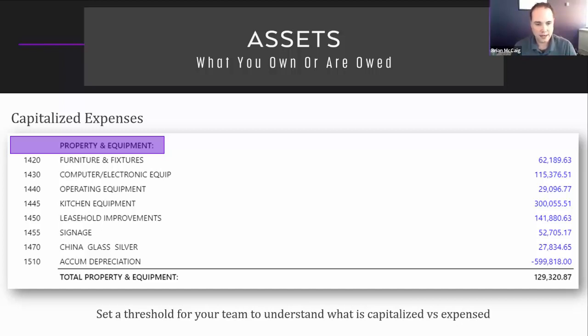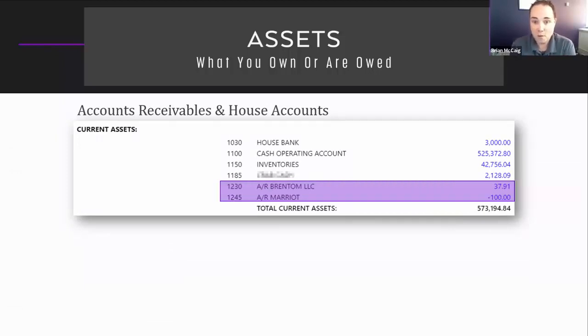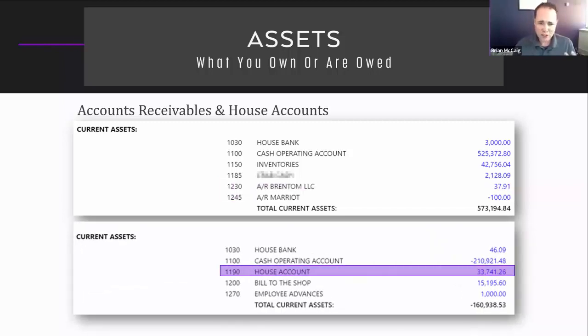Another good example of an asset for a restaurant are accounts receivable. So a lot of people are familiar with this term. These are amounts that are due to your business but not yet paid for by the customer. And along with that, house accounts are really similar to this. They're a lot like accounts receivable.